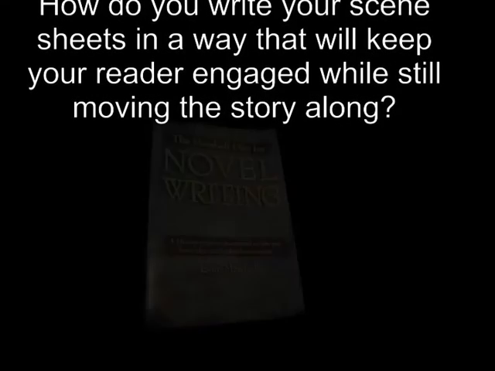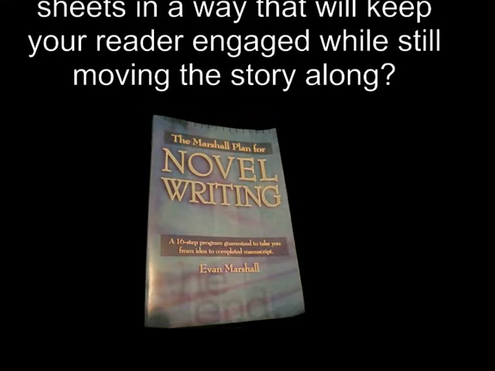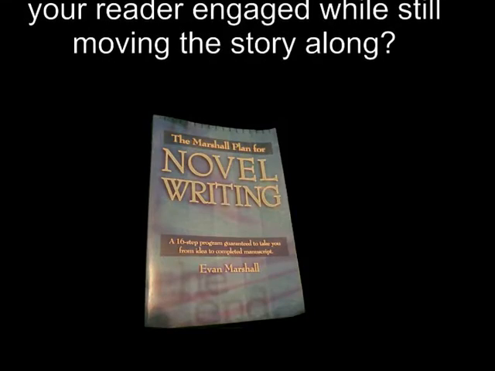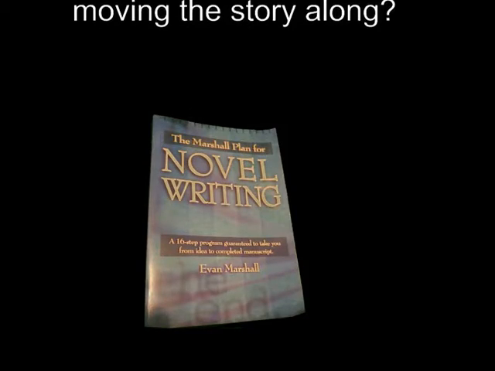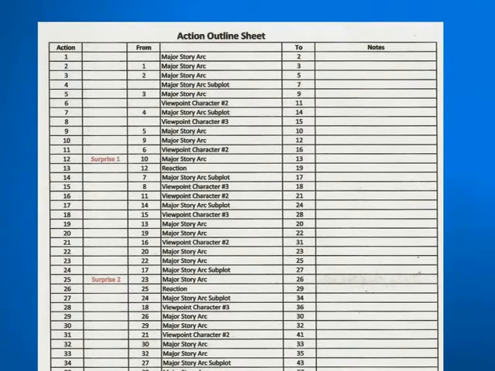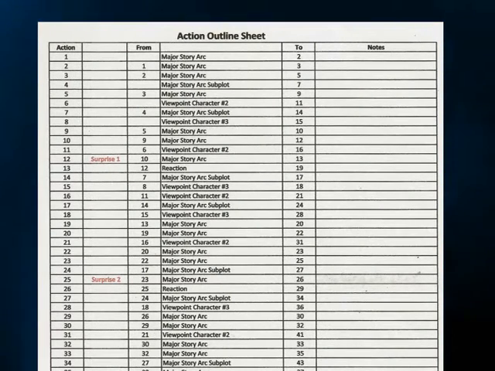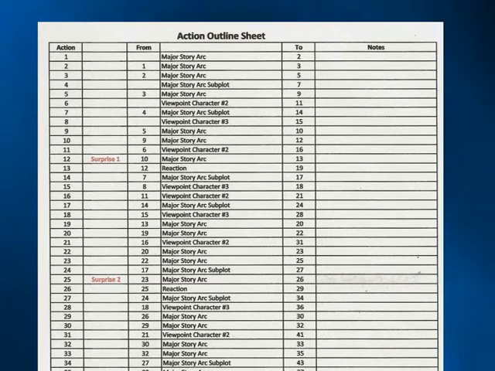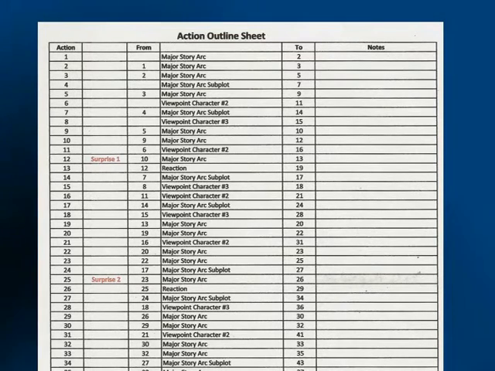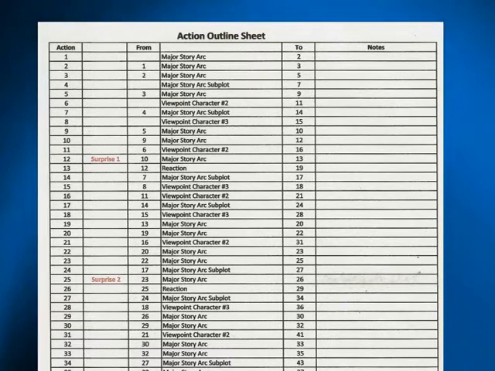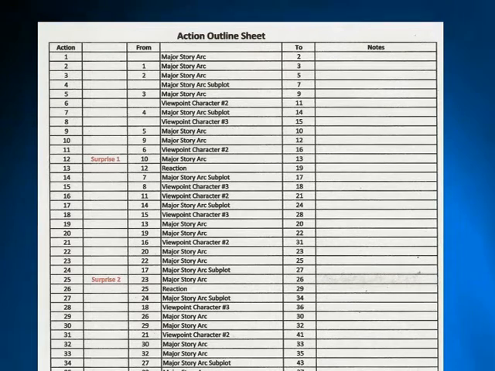When I discovered the Marshall Plan book, it explained how to weave the story together using the main storyline, the subplot, and other voices like the viewpoint character number 2 and number 3. When you write your scenes and follow that pattern, your novel moves along with more interest and excitement. The Marshall Plan method even shows you where you should add your elements of surprise.